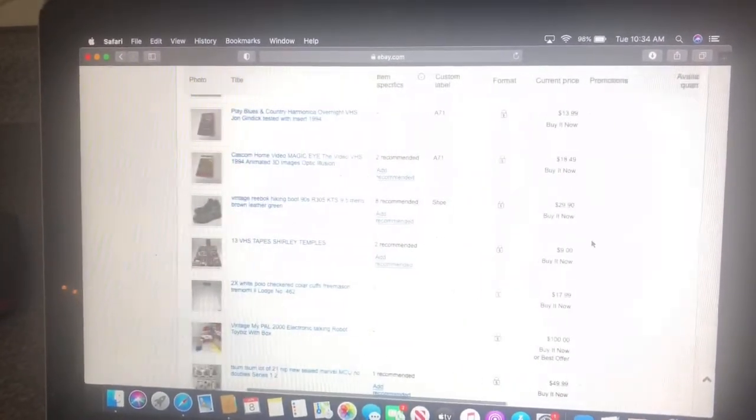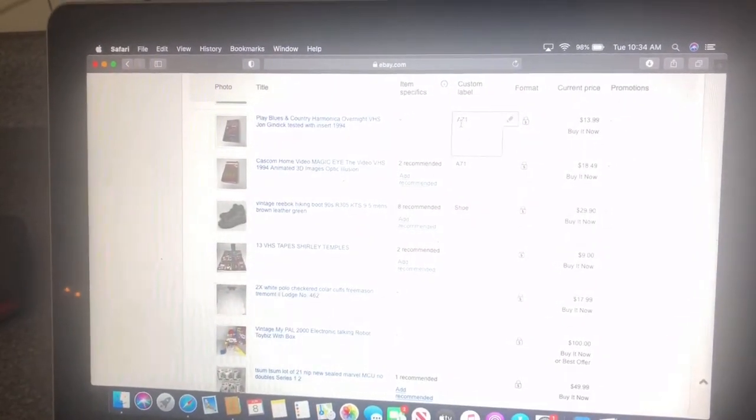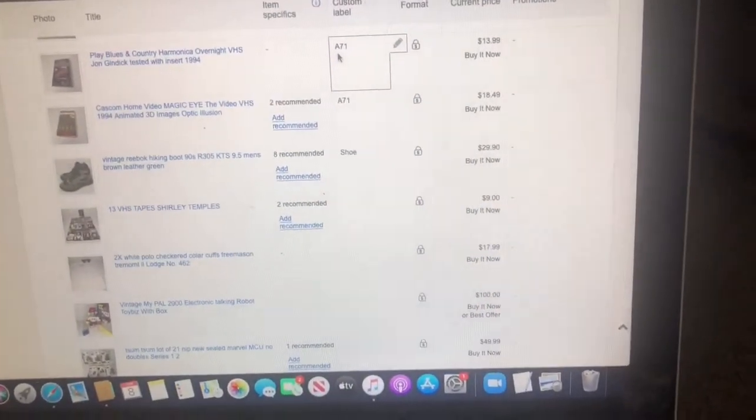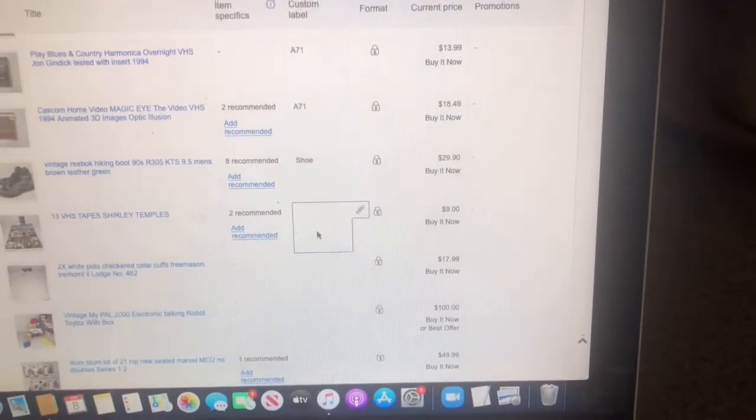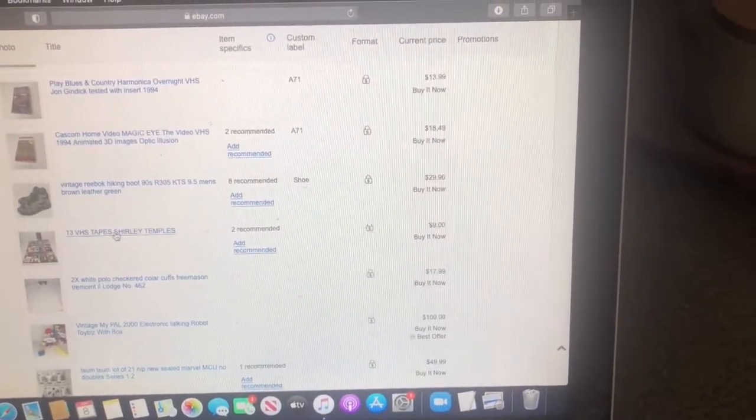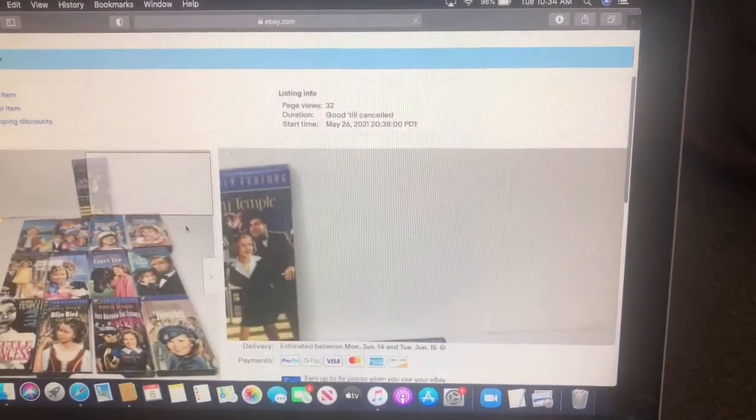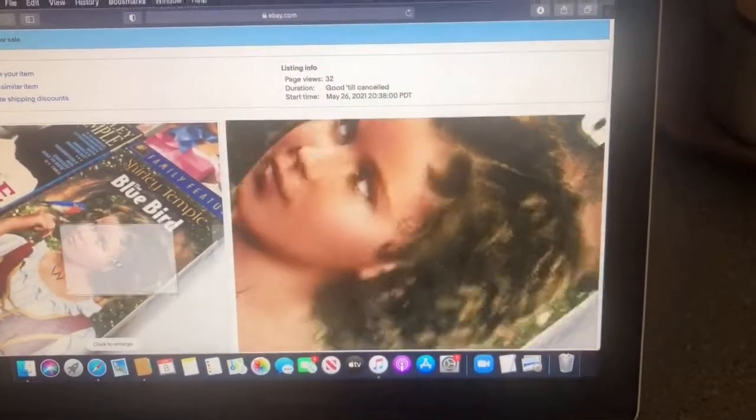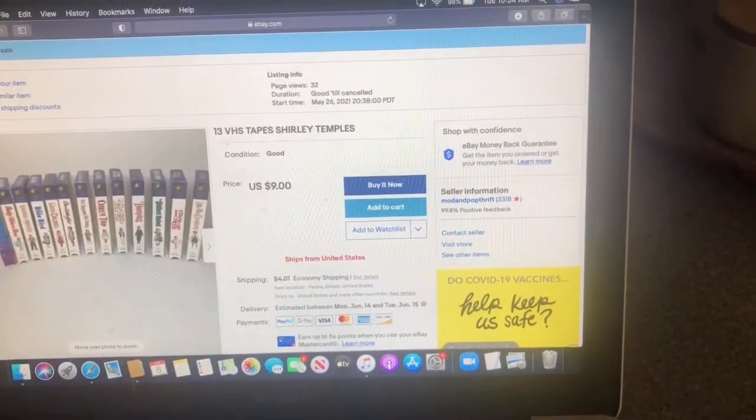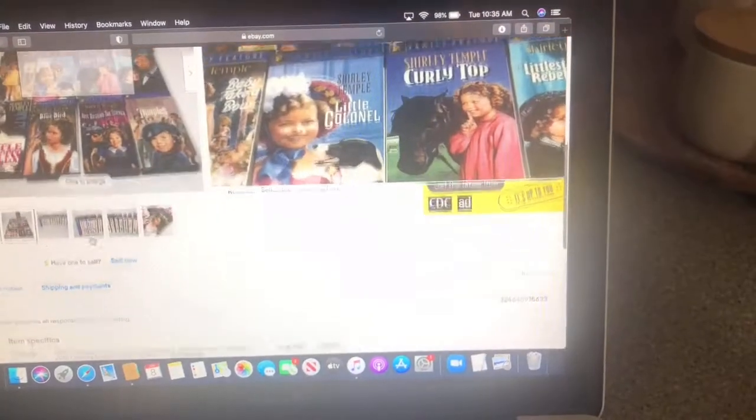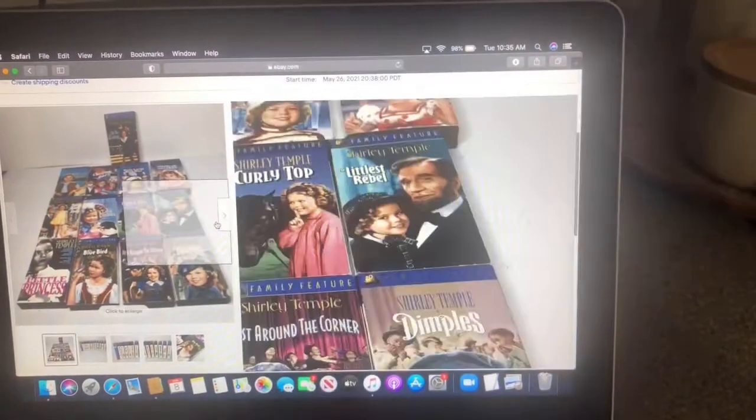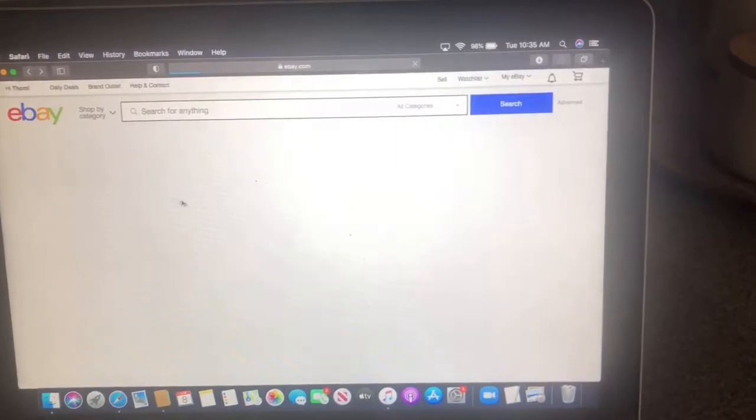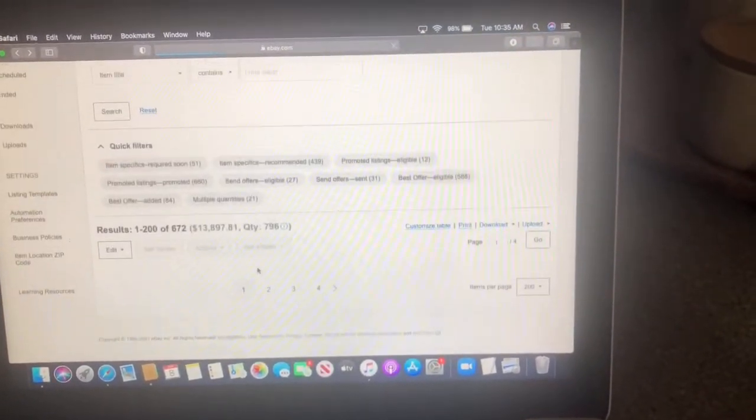Do I have anything here? A71. I don't know if you can see that or not. There you go. A71, that one is in. These are just shoes. This is 13 VHS tapes. I don't have a custom SKU on that one. Let's see if I left myself a trail of breadcrumbs here. Incidentally, don't buy Shirley Temple lots of movies because they're not worth anything. I did not. Wow. So my system isn't working out super great because I'm just not super consistent with it. That's on the 26th.